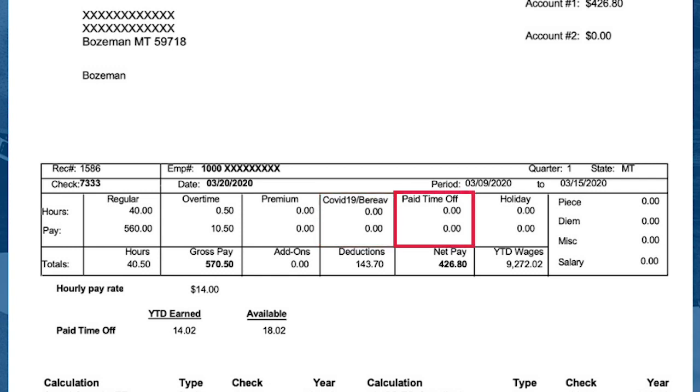Here we have paid time off. This will reflect the number of hours of PTO you took for that period and the corresponding amount of pay.